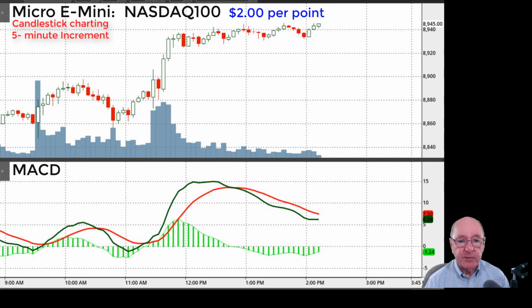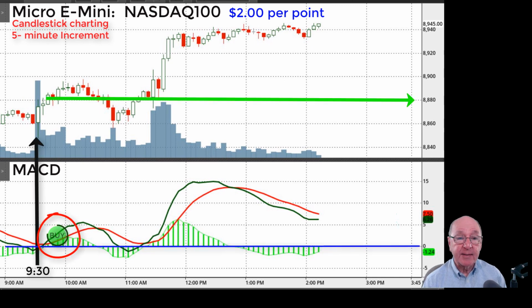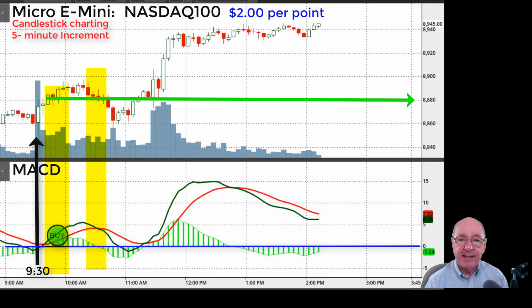We see the market opens at about 9:30 in the morning, and the green line is over the red line, and they are both at the same time above the zero line. This is definitely a buy signal. It looks like we're getting in at about 88.80 on the price.